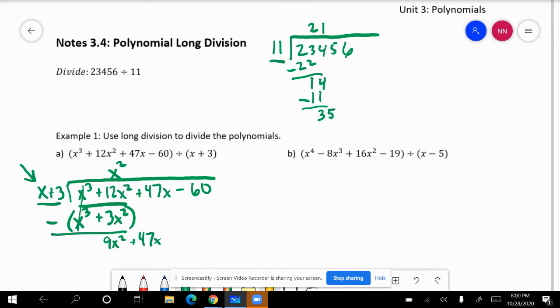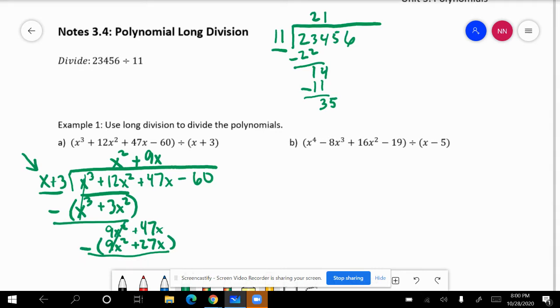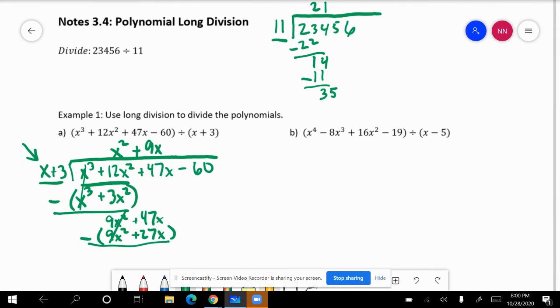So in the same way, we see how many times x goes into 9x squared, and that would be 9x times. 9x times x is 9x squared. 9x times 3 gives us 27x. Then we subtract. The x squareds cancel, and 47x minus 27x is 20x. And then we bring down the 60.